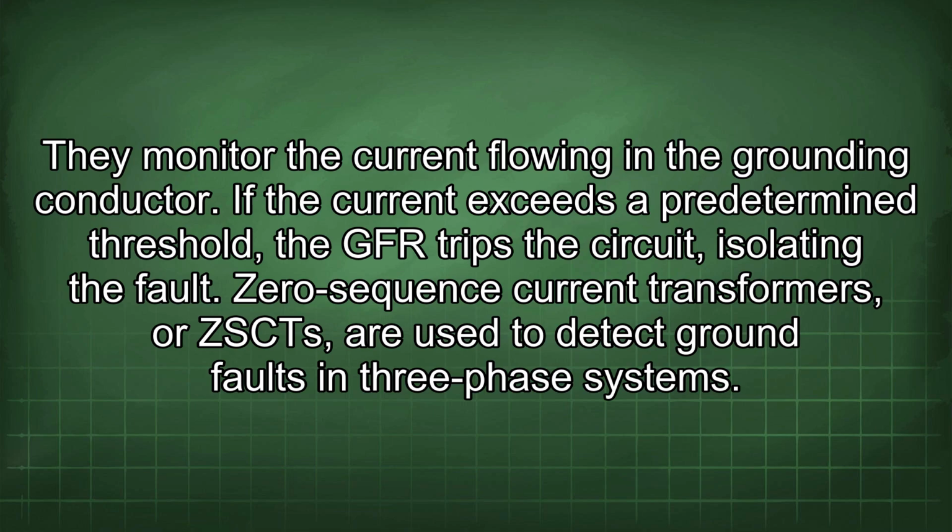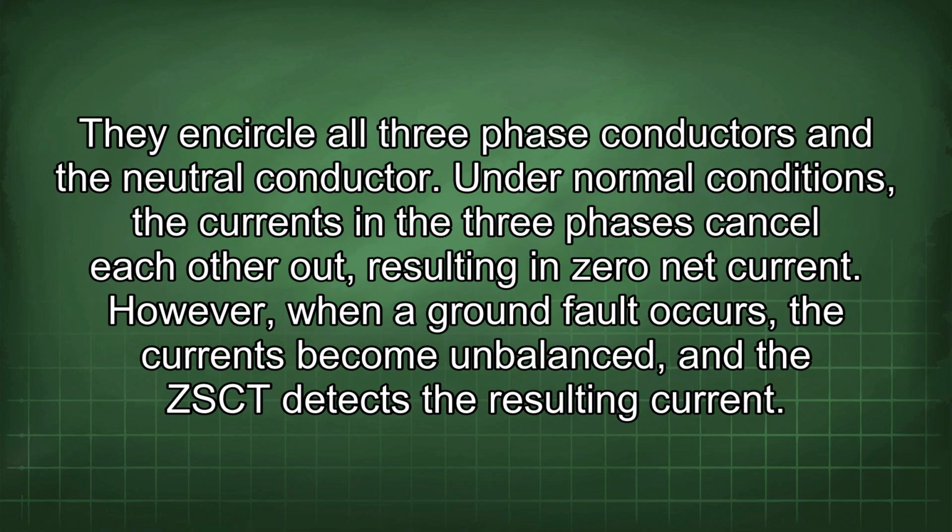Zero-sequence current transformers, or ZSCTs, are used to detect ground faults in three-phase systems. They encircle all three-phase conductors and the neutral conductor. Under normal conditions, the currents in the three phases cancel each other out, resulting in zero net current. However, when a ground fault occurs, the currents become unbalanced, and the ZSCT detects the resulting current.